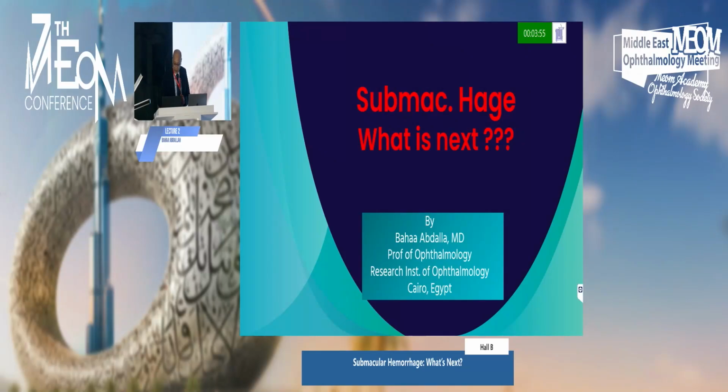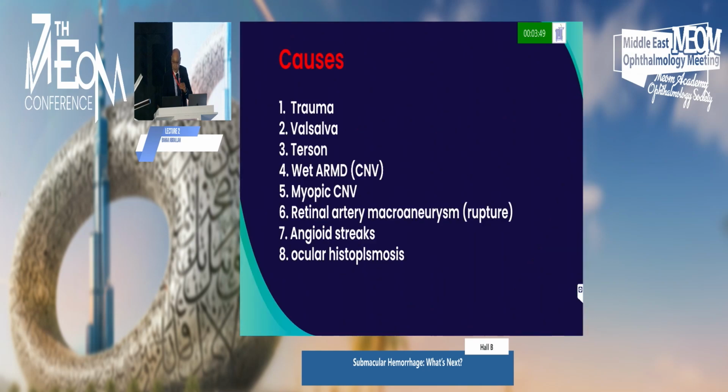Definition of this nice concept. Submacular hemorrhage. The causes of submacular hemorrhage are variable: trauma, Valsalva, Terson, CNV, myopic CNV, retinal artery macroaneurysm, and so on.